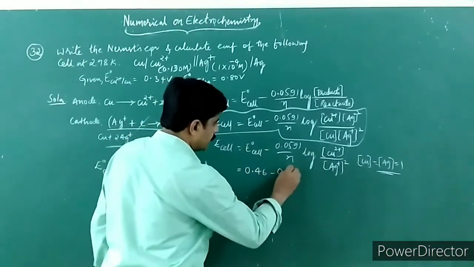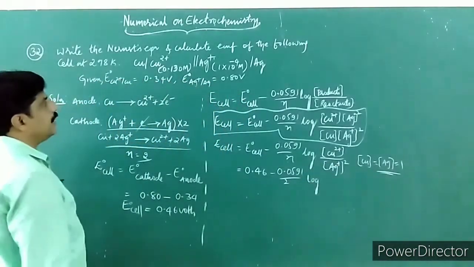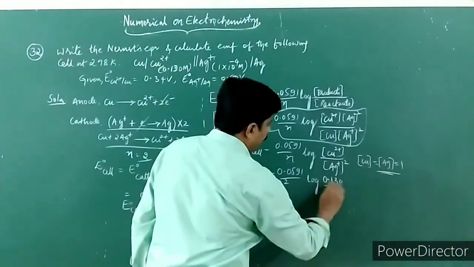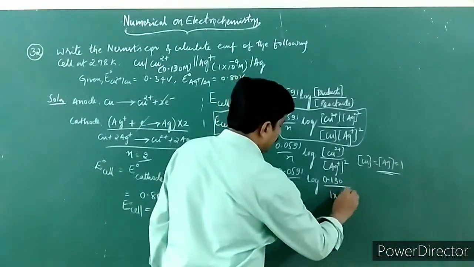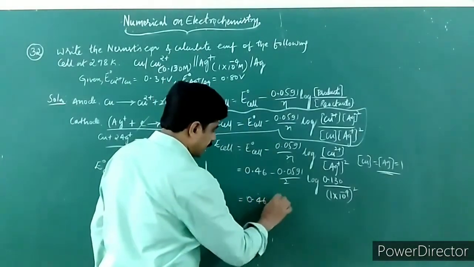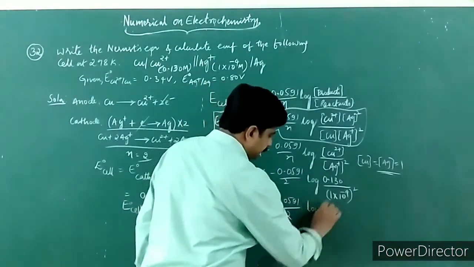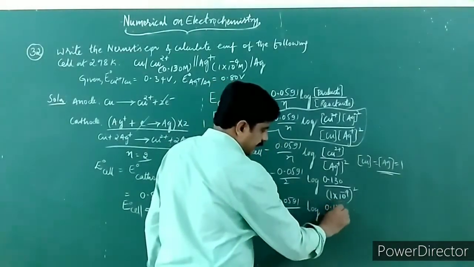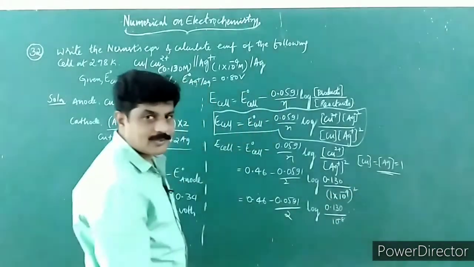0.46 volts minus 0.0591 upon 2 into log of Cu2 plus ion concentration over 0.130 upon Ag plus whole square. It is equal to 1 into 10 to the power minus 4 whole square. Now what do I do? Look at here, 0.46 minus 0.0591 upon 2 into log of 0.130, I'll keep it as it is. Here I'll write 10 to the power minus 8 because it's whole square. Hope you got it, right?